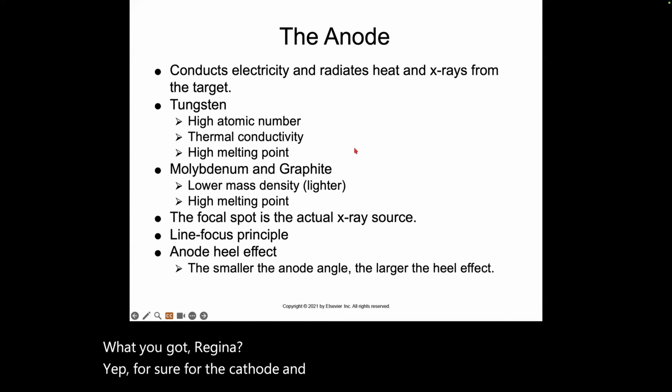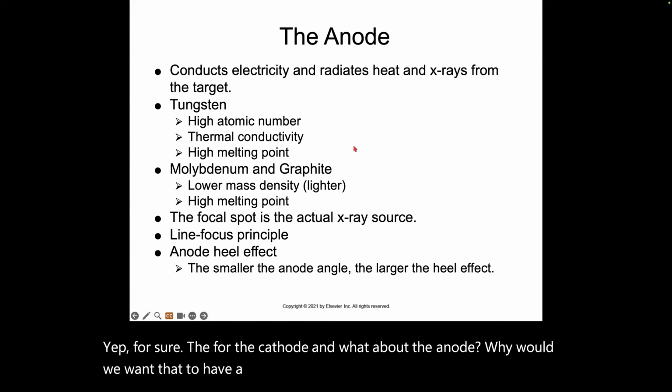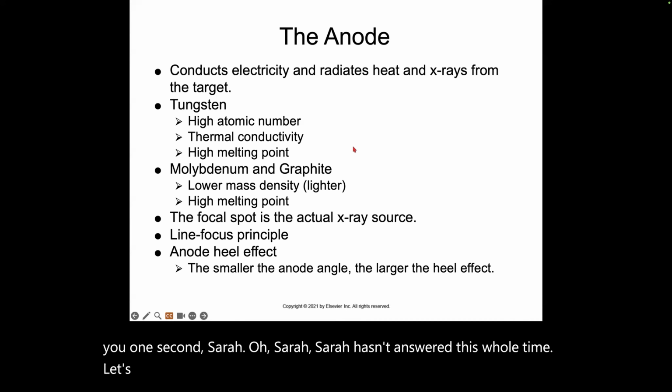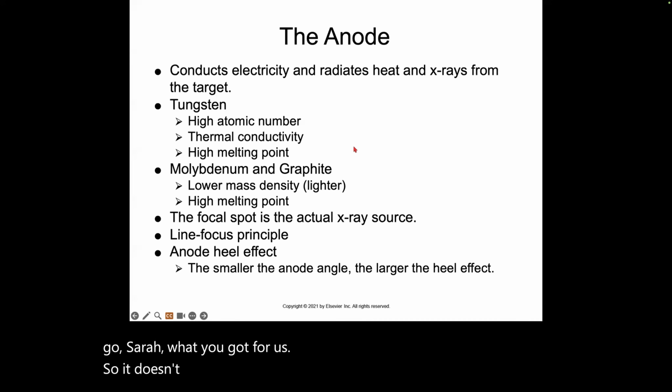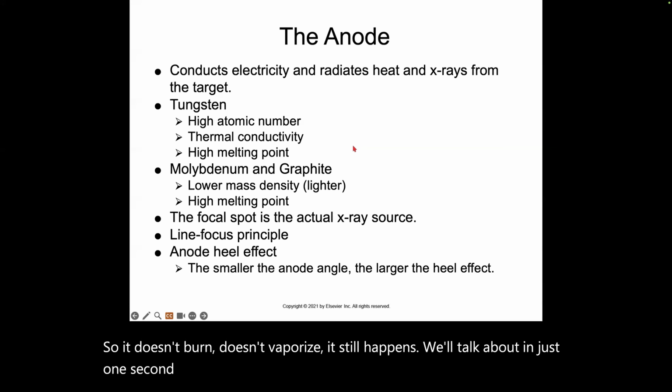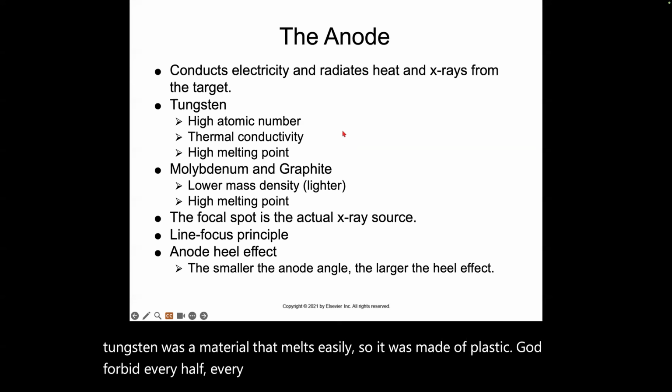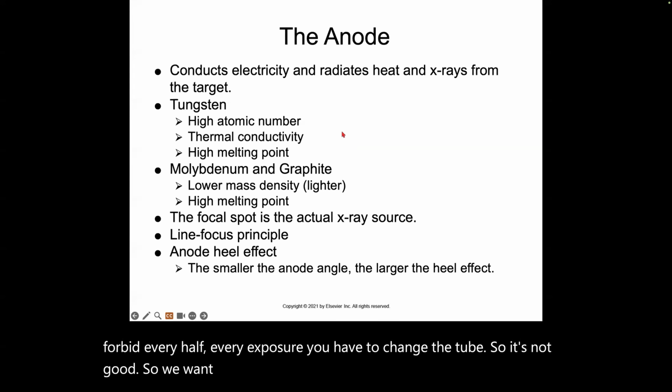And what about the anode? Why would we want that to have a high melting point? Regina, I'm gonna stick with you. One second, Sarah. Oh, Sarah hasn't answered this whole time. Let's go, Sarah. What do you got for us? So it doesn't burn? So it doesn't vaporize. It still happens. We'll talk about it in just one second. Right? So you want a high melting point. Now imagine if the tungsten was a material that melts easily. Say it was made of plastic, God forbid. Every exposure, you'd have to change the tube. So it's not good. So we want to have a high melting point. All right?